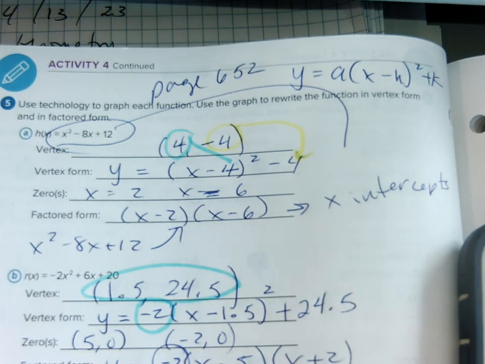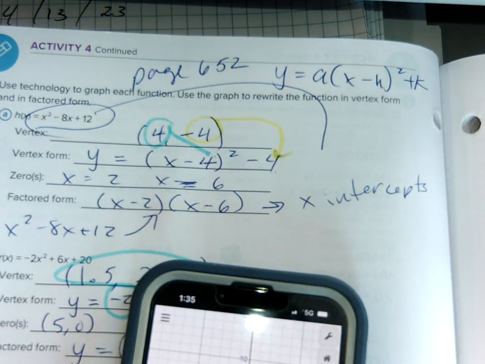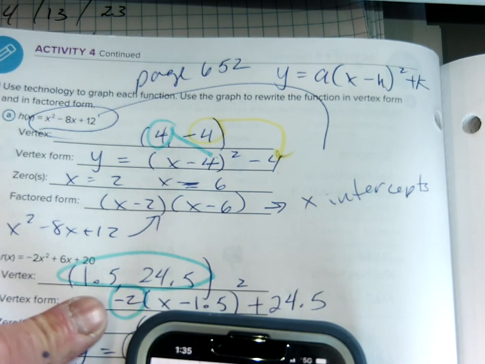All right, on number B, we did the same thing. We graphed it on Desmos: negative 2x squared plus 6x plus 20. And we went for the vertex, tapped on it. There's my vertex at (1.5, 24.5).